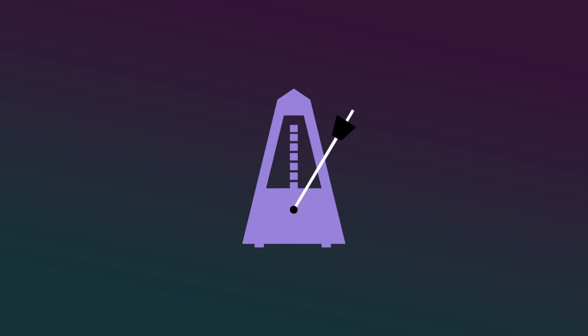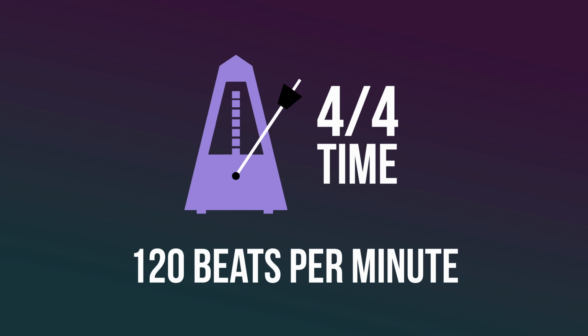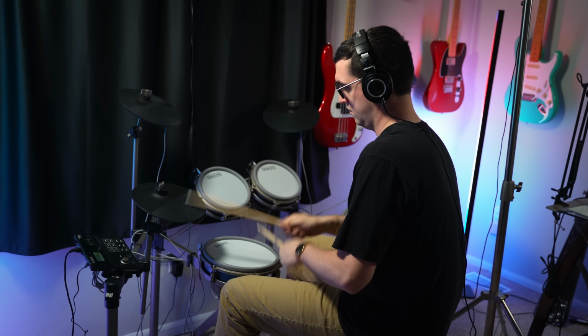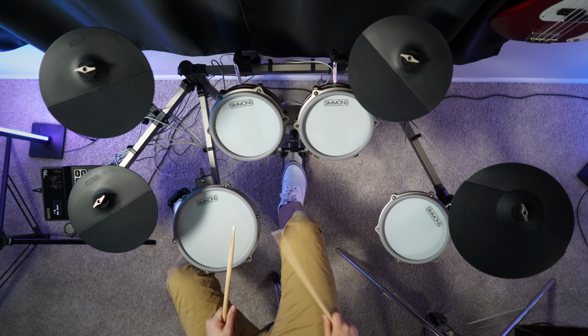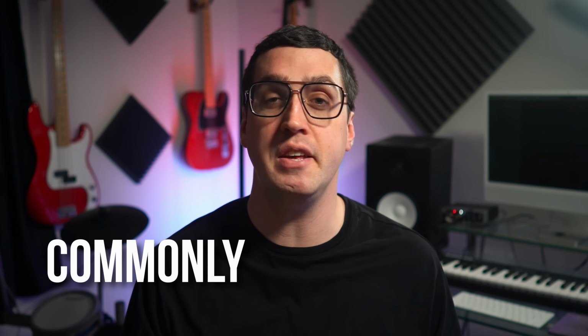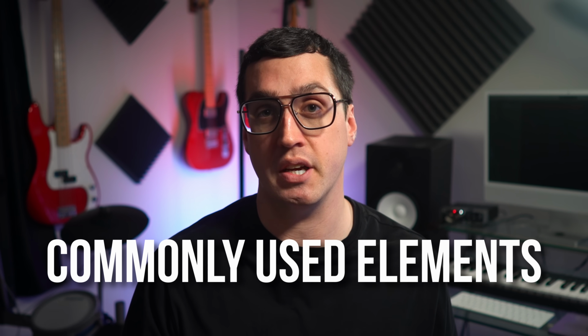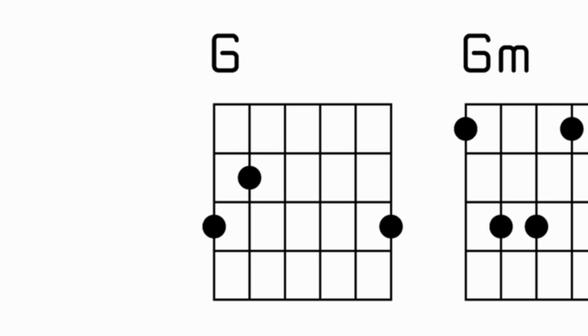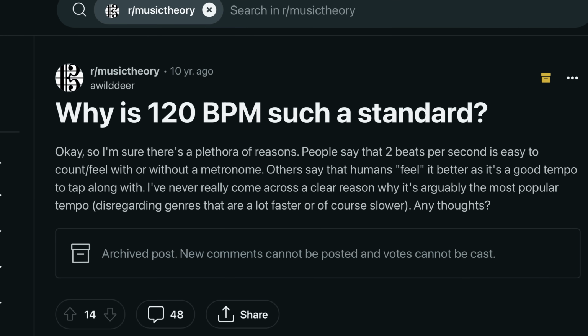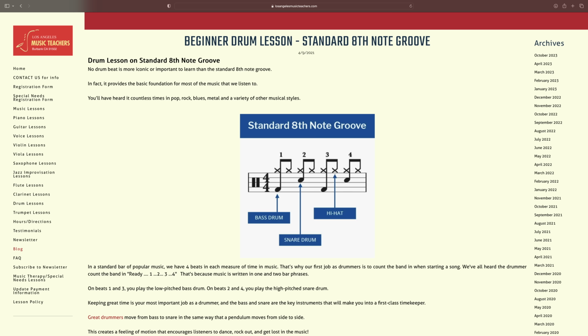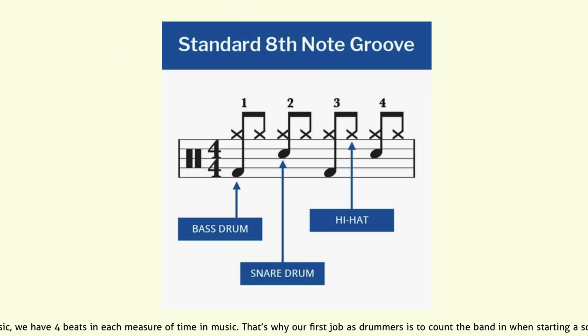This is a G major chord. This is a tempo of 120 beats per minute in 4/4 time, and this drum beat is called the 8th note groove. Now, what do all of these things have in common? Well, all of them are literally the most commonly used elements in popular music. G major is the most used chord, 120 beats per minute is the most used tempo, and the 8th note groove is the most common drum beat.